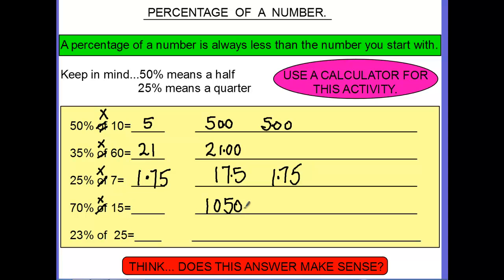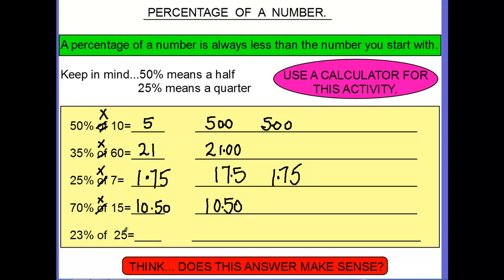So it can't be 1050. It can't be 105 because it's still over 15. Could it be 10.50? Yep, that's the one it could be. That's the only one that makes sense. So it's 10.5. You put the 0 on if you like. Makes no difference. Okay, and the very last one.